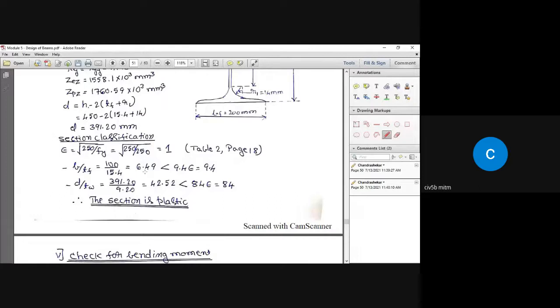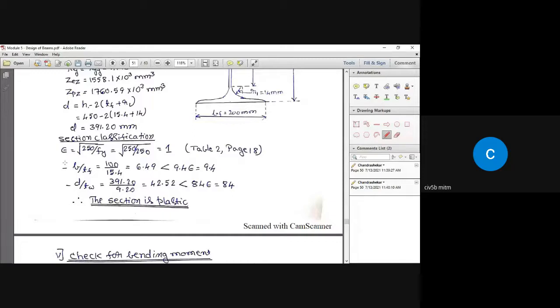Then we have to check what class the section belongs to, whether it belongs to a plastic section, a compact section, or a semi-compact section. How do we do that? By checking the elements of the section. What are the elements of the I section? Flange is an element and web is an element.